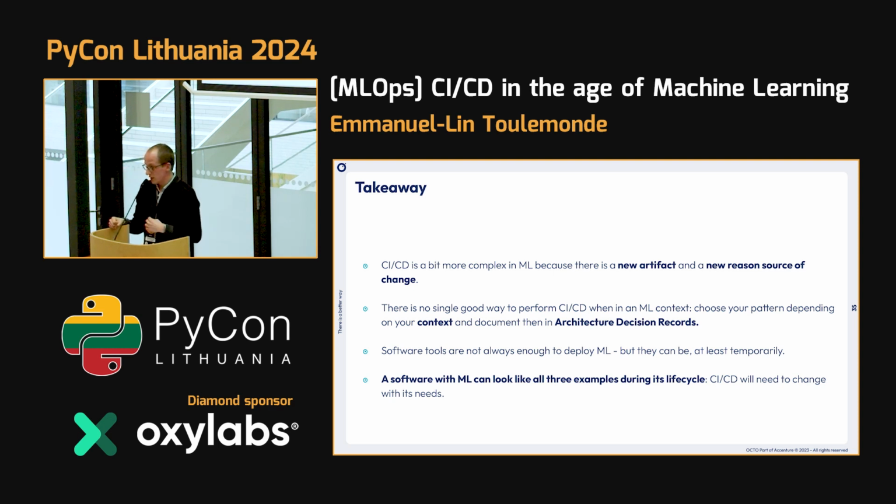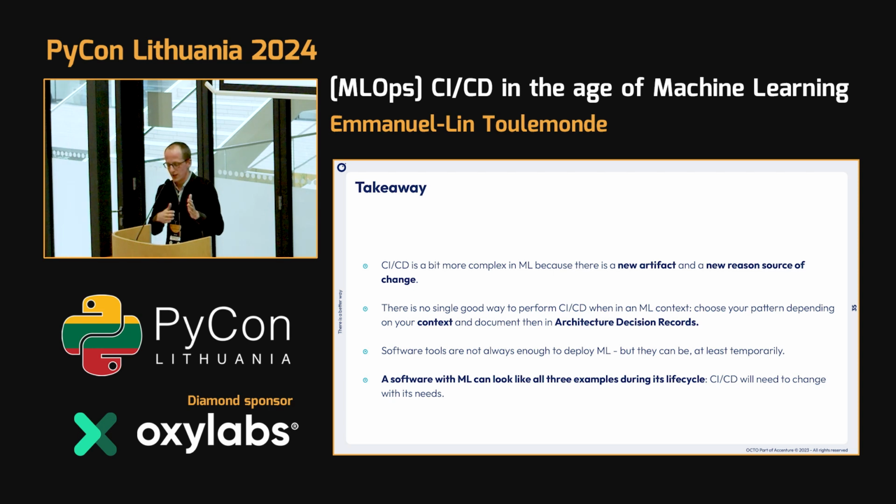Software tools are not enough to deploy ML, but sometimes they can be, at least temporarily, at the beginning of your project. You could use Git at the beginning of your project: I need to push my first model to production. Yeah, that's it. And maybe, or often, your product will look like all the three examples that I had. You will start with a prototype, you will build a product, you will scale later on. And so you will maybe have to change your CI/CD through the project and not just start with a huge one and spend 2 weeks on it. Start with a small one and then iterate and make it change. Well, thank you very much.